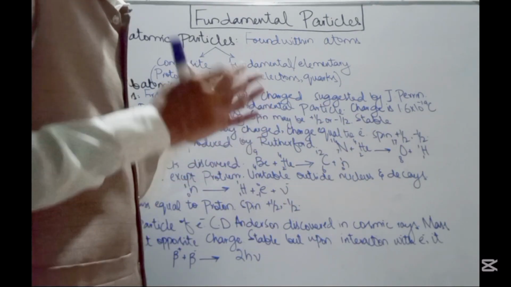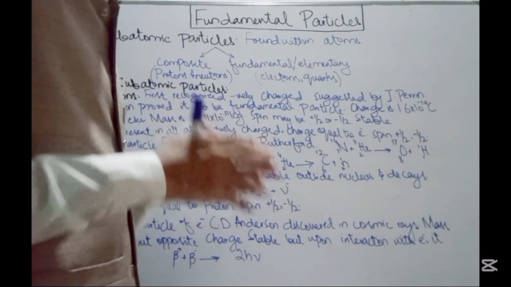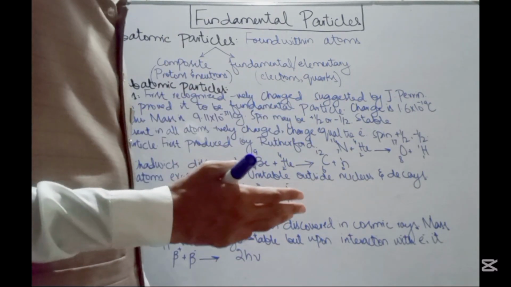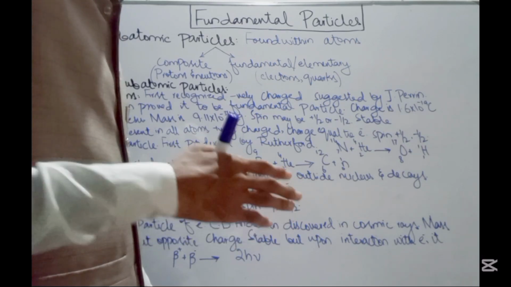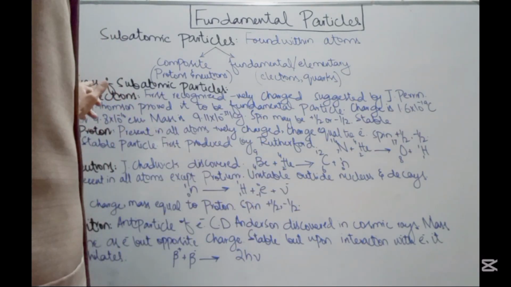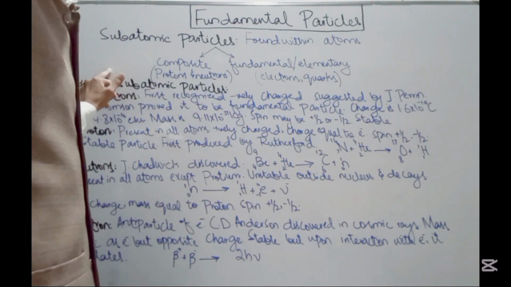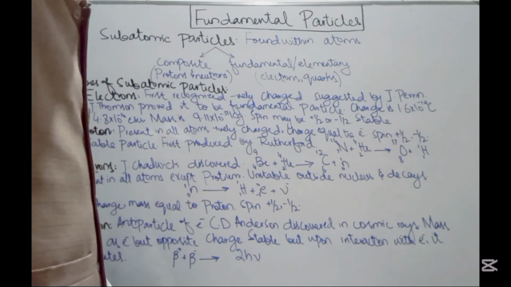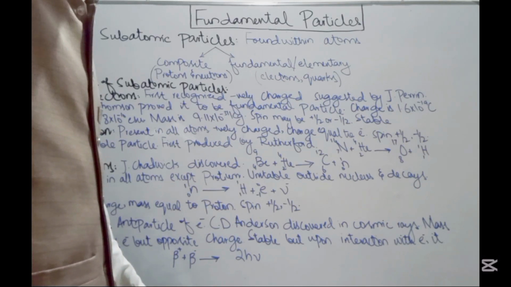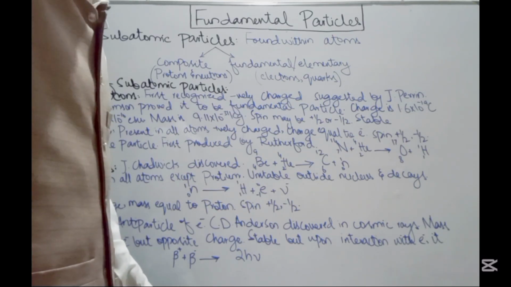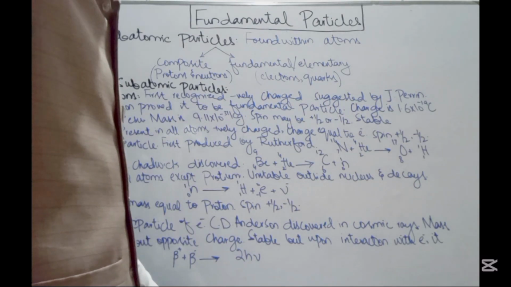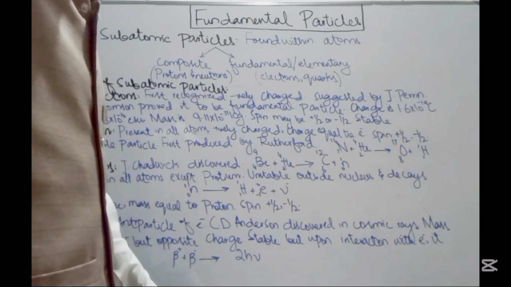Basically the topic is subatomic particles. Among the category of subatomic particles, we would discuss the composite particles as well as the elementary particles. So the first subatomic particle is the electron. The first recognized negatively charged particle was suggested by J. Perrin. Electrons were the first type of subatomic particles that were recognized, and a person named J. Perrin suggested that the electrons are negatively charged.